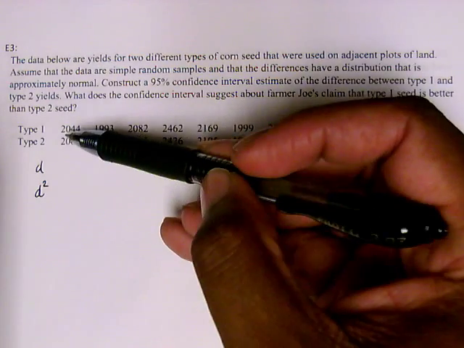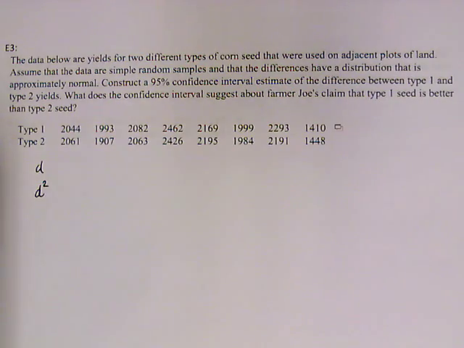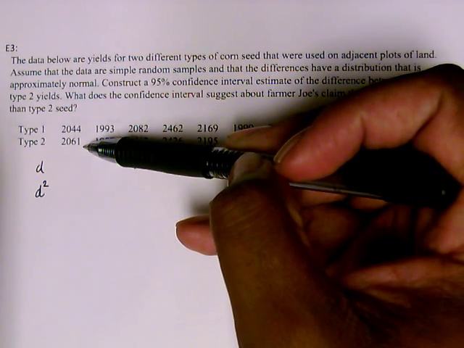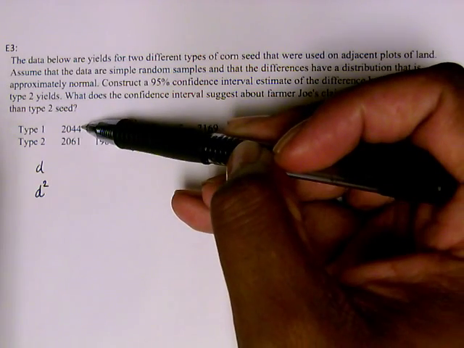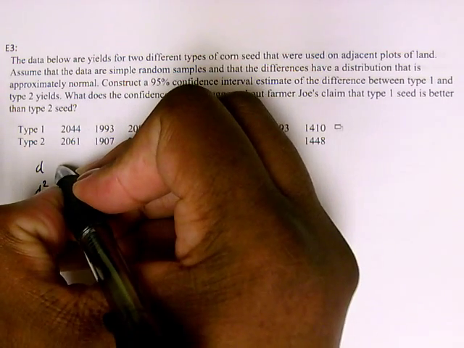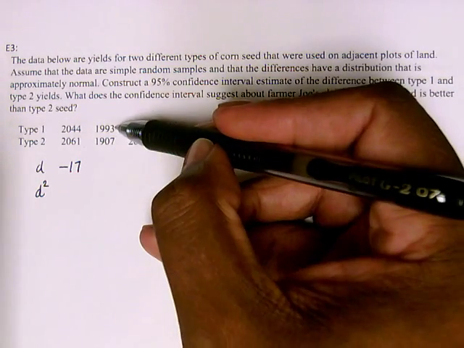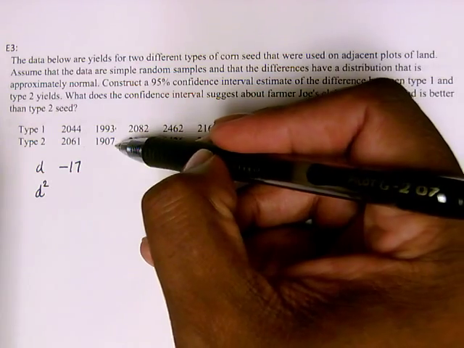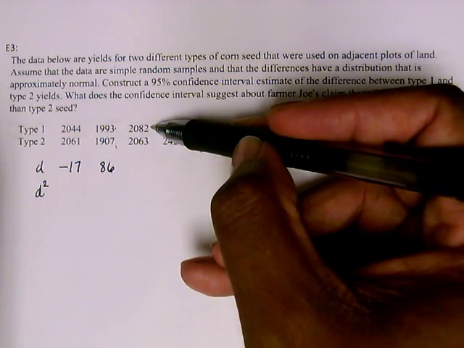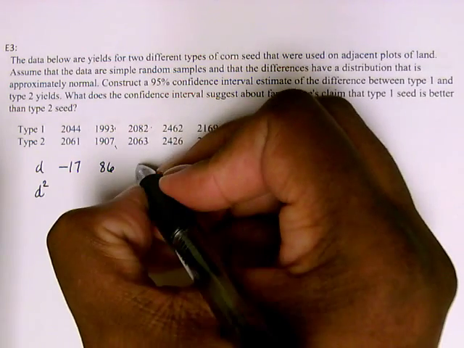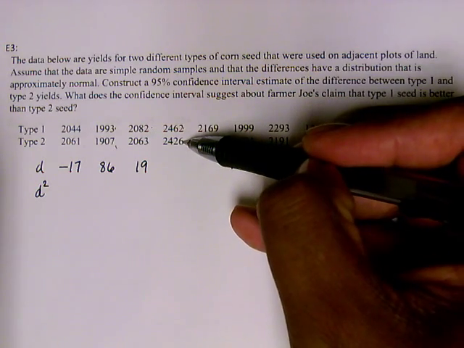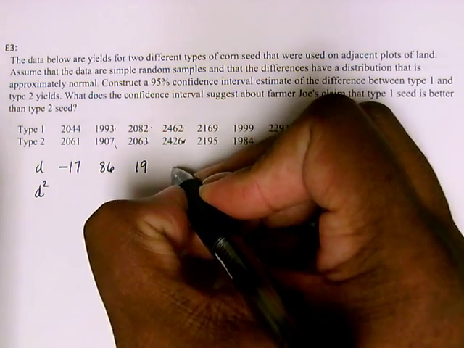Here I'm going to subtract the data value of type 1 minus the data value of type 2. So in this case, 2044 minus 2061, that's negative 17. This next one, 1993 minus 1907, will be 86. This next one, 2082 minus 2063, will be 19. The next one, 2462 minus 2426, will be 36.